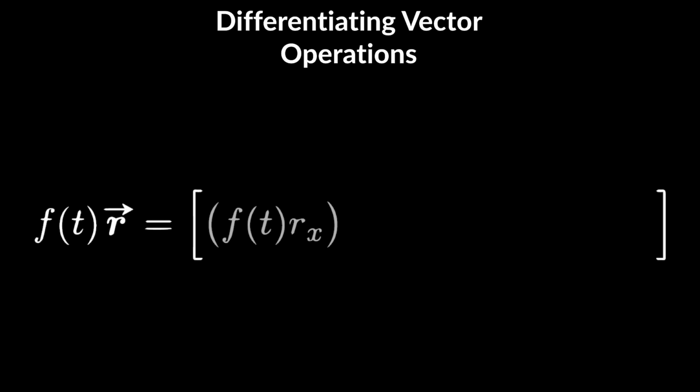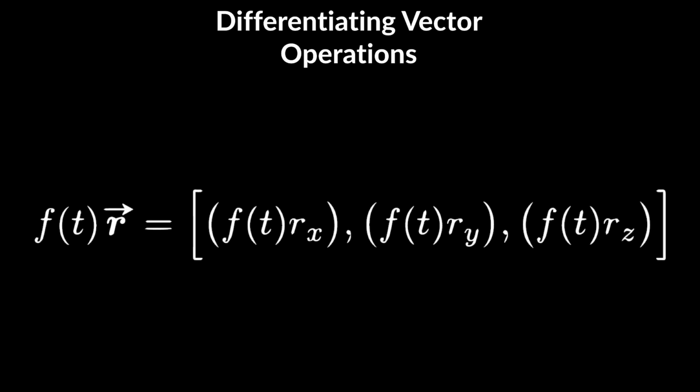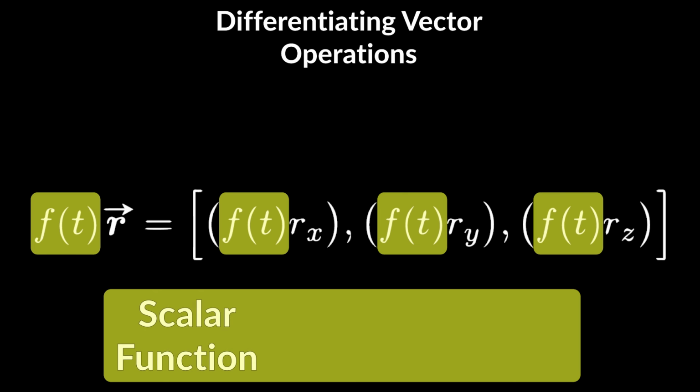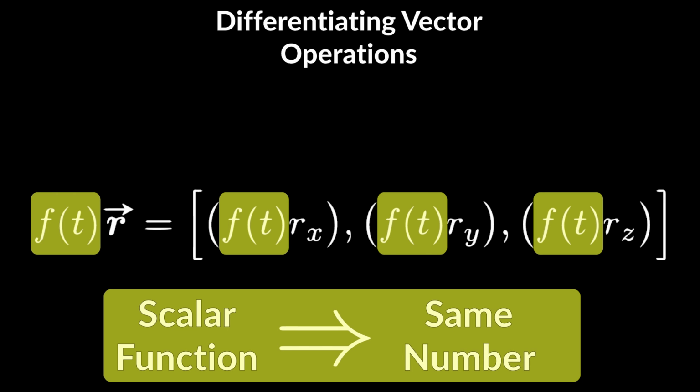So now that we've covered vector addition and vector subtraction, and differentiating both of them, we ask ourselves, what happens if we have a vector r and we multiply it by a scalar function f of t? Well, all this gives us is each individual component of the original vector r is multiplied by the output of the scalar function. And this is simply because the output of a scalar function is just a number, and multiplying any vector by a number will multiply each individual component by that number.